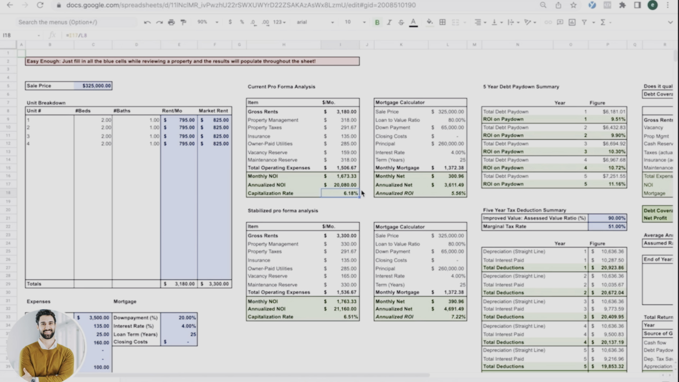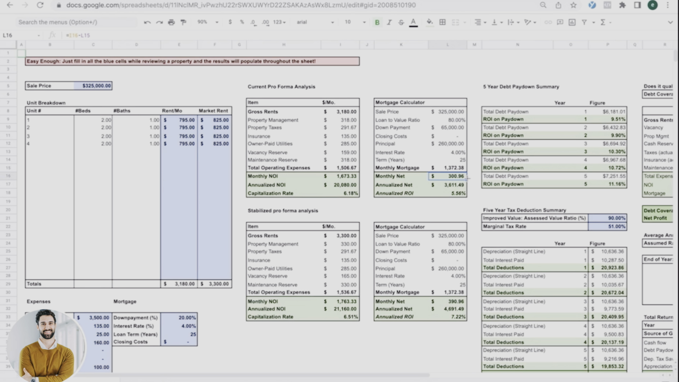Now, if you do have a loan, your cash flow is going to be calculated after the mortgage. So how do you do that? Well, you take your monthly net operating income, and then you subtract your monthly mortgage based on the rate and the terms that we discussed. So you can see the sale price is $325K. You've got the loan amount of $260K, which is reverse engineered out of this down payment number and the sale price. You've got your interest rate of 4%. You've got a 25-year term. The mortgage is $1,372. Your monthly net, $1,673 minus $1,372, is about $300. That's your monthly cash flow.